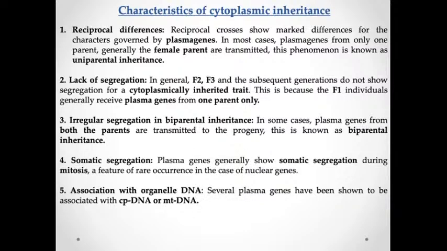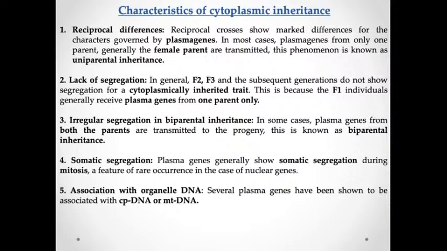Some characteristics of cytoplasmic inheritance. First, reciprocal differences: reciprocal crosses show marked differences for the characteristics governed by plasma genes. In most cases, plasma genes from only one parent, the female parent, are transmitted, and this phenomenon is known as uniparental inheritance. As the female is the only one transmitting the plasma genes from one generation to another, this is known as uniparental inheritance.